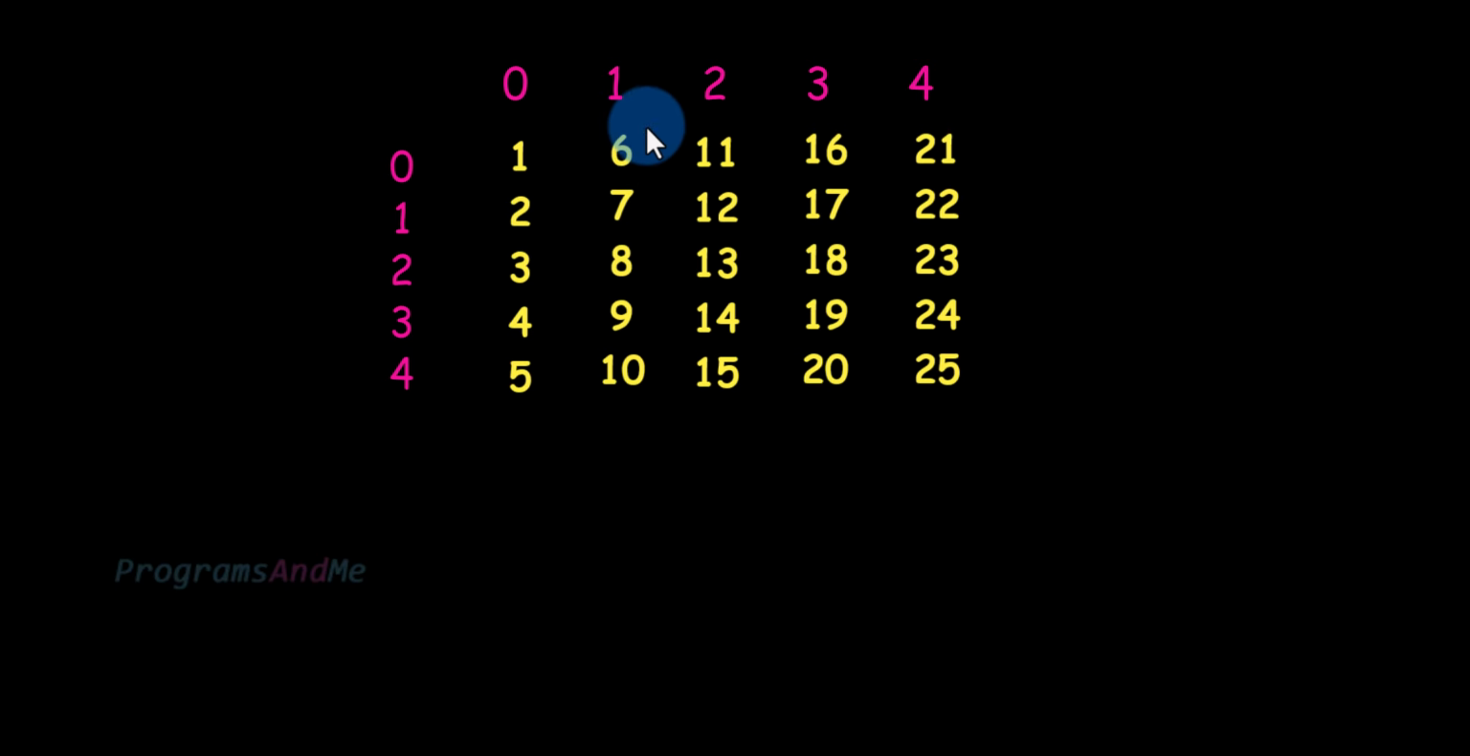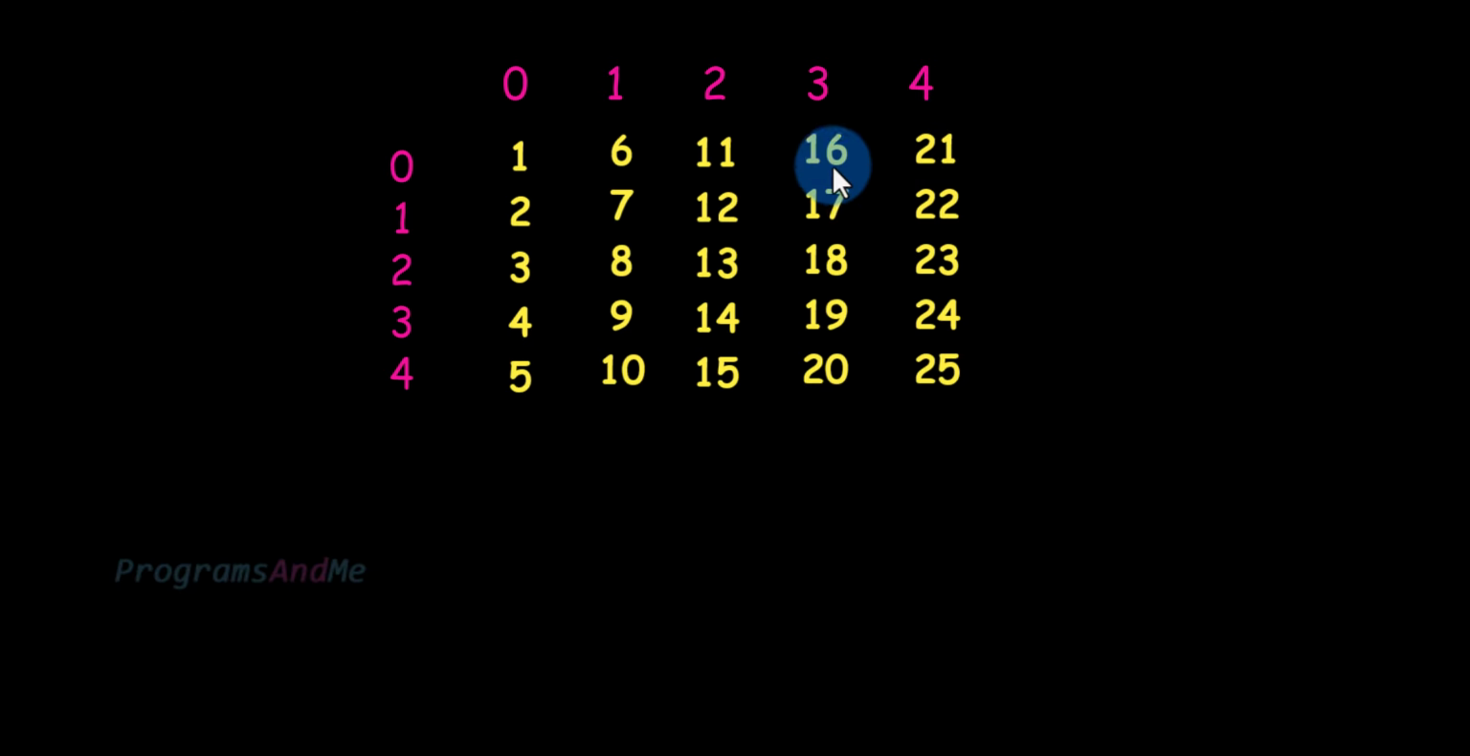What is 5? 5 is actually the number of rows or number of columns. In our program it is the num value. So we need to add 5 to the previous number to get this number. Here also 6 plus 5, 11. 11 plus 5, 16, right?